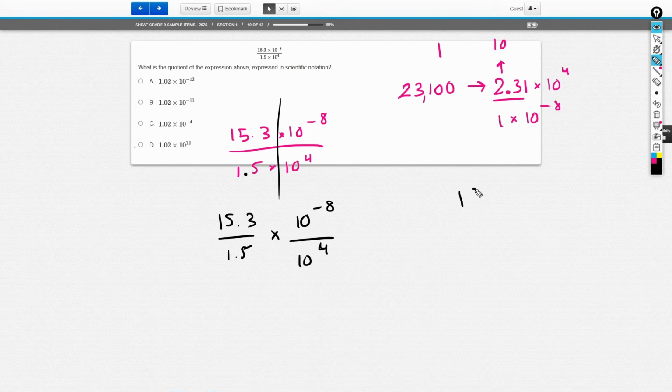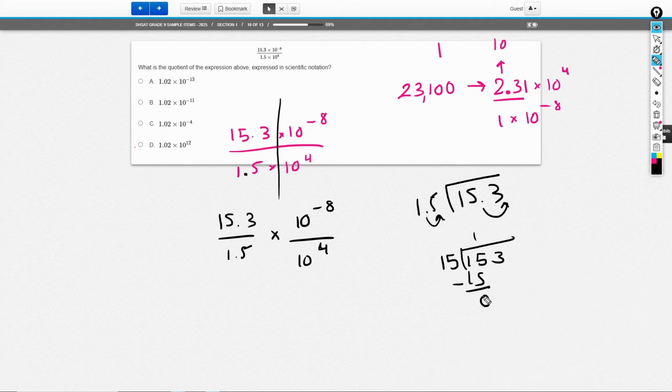So 15.3 divided by 1.5. In order to make this division, I can move both of these one decimal point to the right and just divide 153 by 15. When I do so, what I'll get is 102. So 15 goes into 15 one time, and then we drop down the 3. Once the 3 gets dropped down, 15 goes into 3 zero times. Because we added a 0 here, we bring down another 0, and 15 goes into 30 2 times.